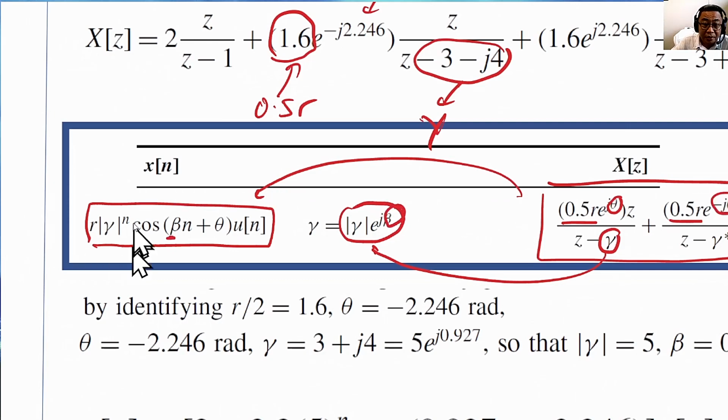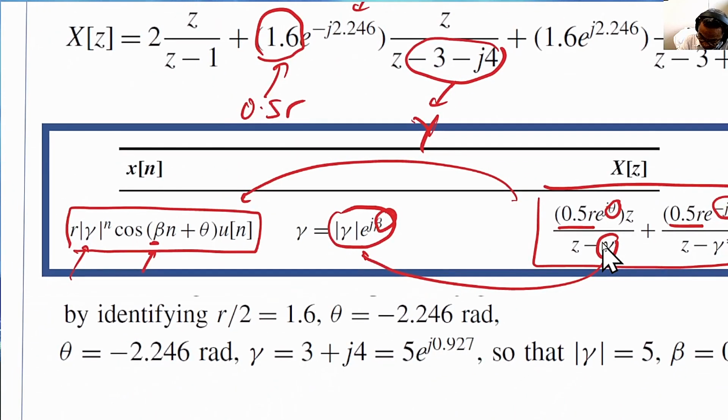So beta is here. It is the frequency of the signal, radians per sample. What about the other gamma? Absolute gamma is here. So these two values are absolute gamma to the power of n and beta times n. What about 0.5 r? 0.5 r becomes r here. So although we are given 1.6 representing 0.5 r, later on r will become 1.6 times 2. Alright, what about theta? Theta is the phase, so we put it here.